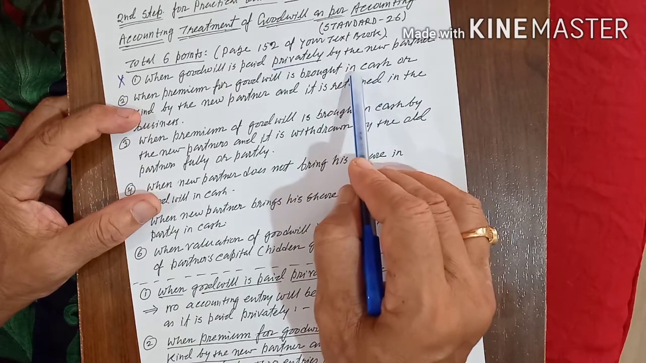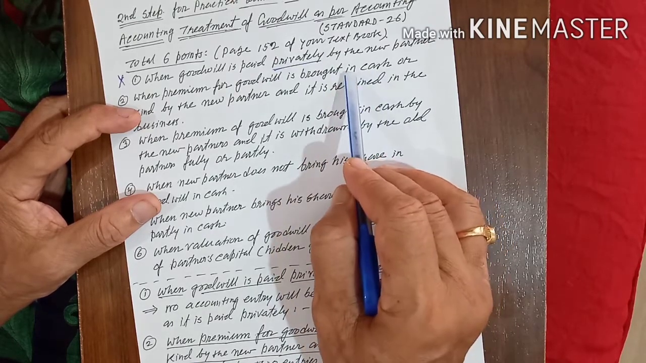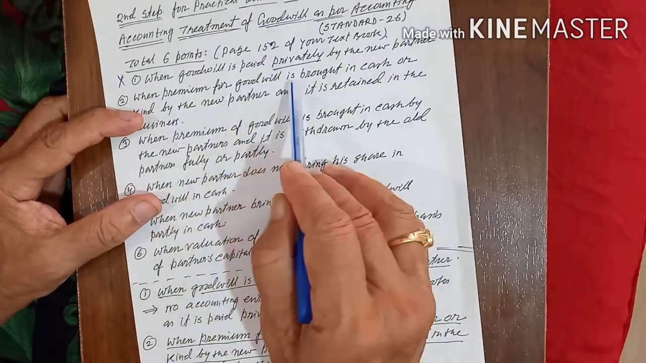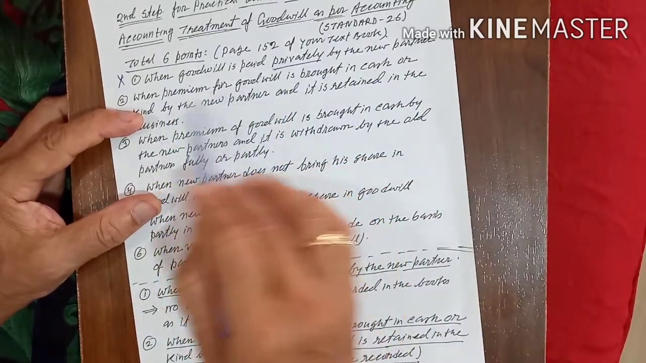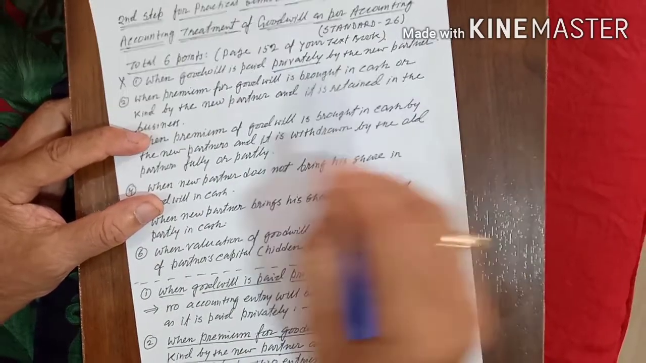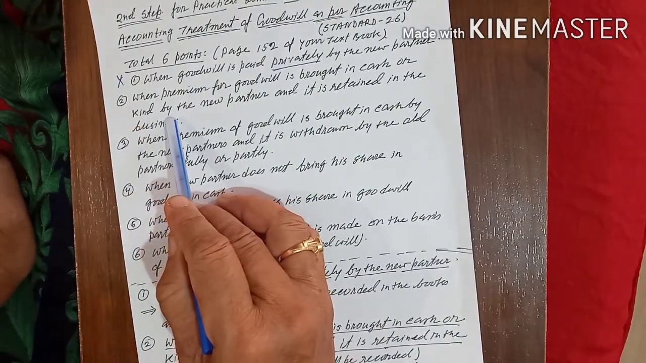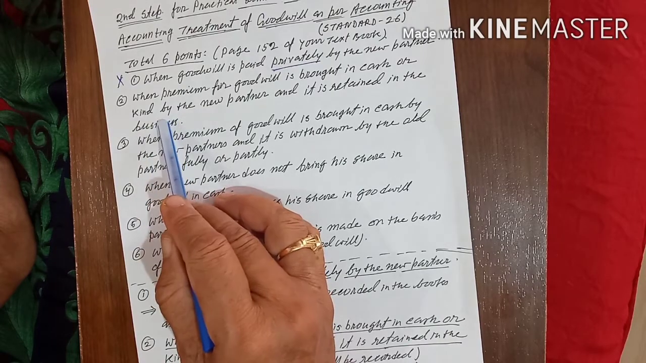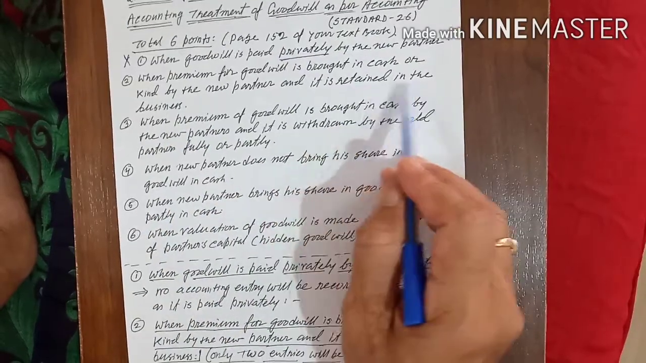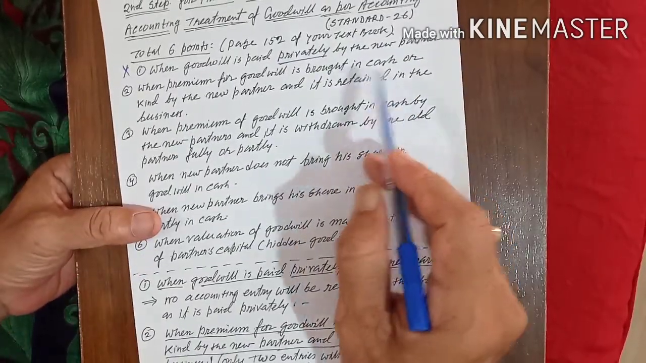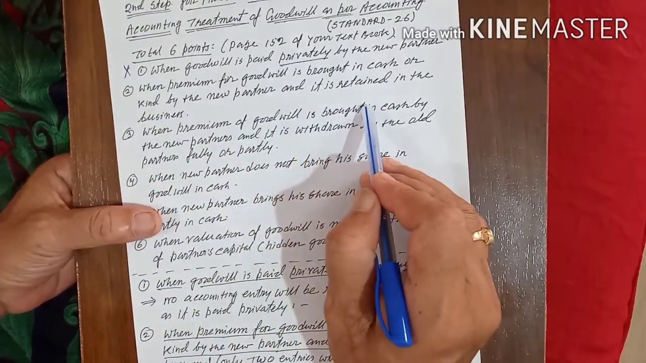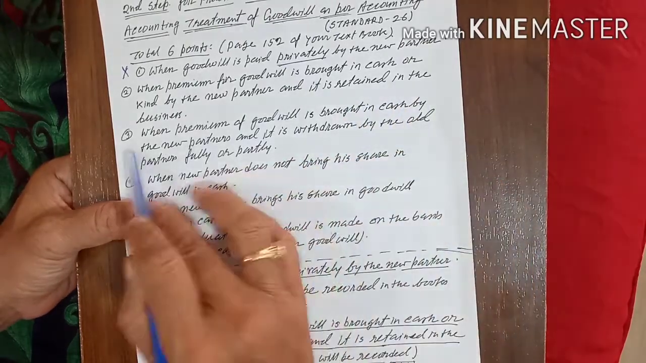So either he can give the cash or he cannot give the cash for goodwill. Second point is there, he will give the cash. When the premium for goodwill is brought in cash or kind by the new partner, kind means not giving cash but giving some assets, and it is retained in the business. What is the meaning of retained in the business? The amount the new partner is giving, either cash or kind, will exist in the business.